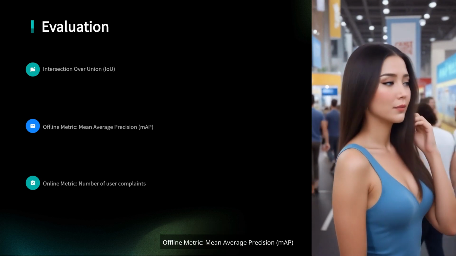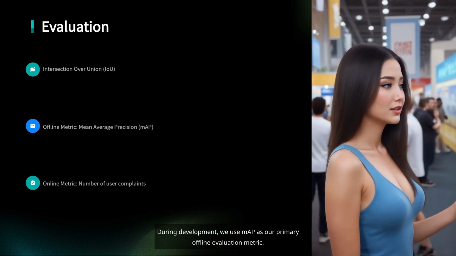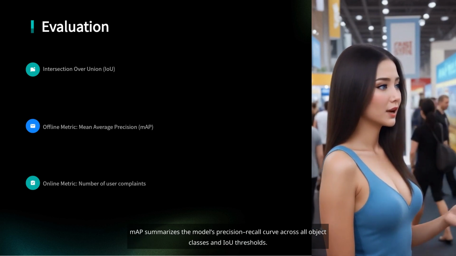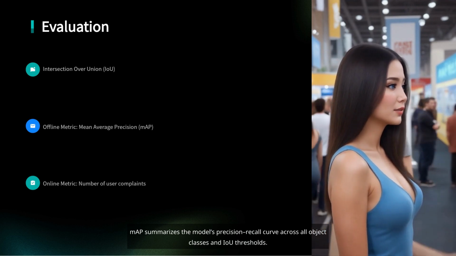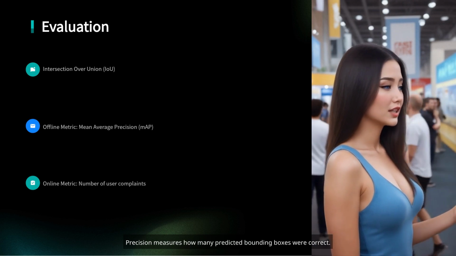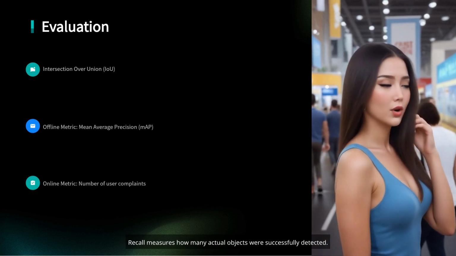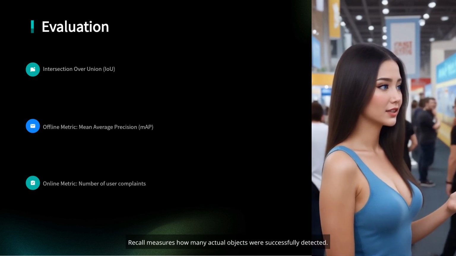Offline metric: mean average precision, MAP. During development, we use MAP as our primary offline evaluation metric. MAP summarizes the model's precision-recall curve across all object classes and IOU thresholds. Precision measures how many predicted bounding boxes were correct. Recall measures how many actual objects were successfully detected.